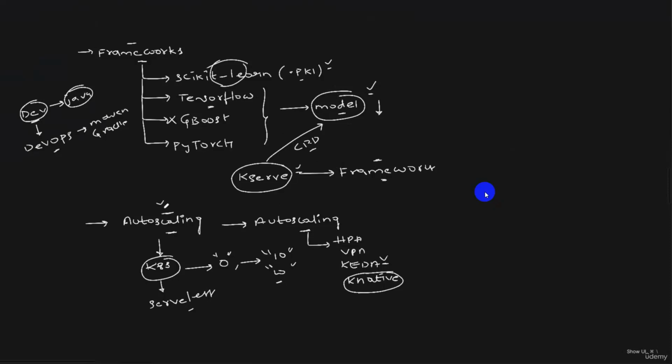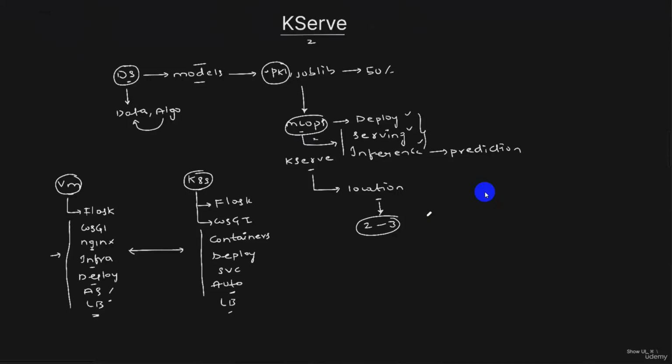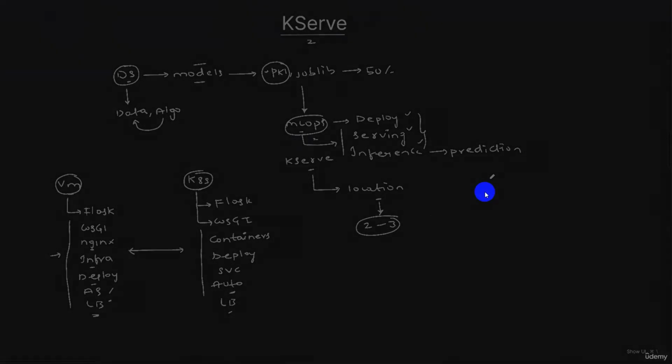Kserve can also help with auto scaling. Because it's a Kubernetes-native platform, it helps with auto scaling using Knative as well as KEDA. It supports both of them. Otherwise, MLOps engineers would have to manually implement HPA, VPA, KEDA, or Knative. So this is about Kserve. In the next lecture, let's dig a little deeper into Kserve. I hope this lecture is clear and the documentation is provided in the GitHub repository. Make sure you go through it before we go to the next lecture.